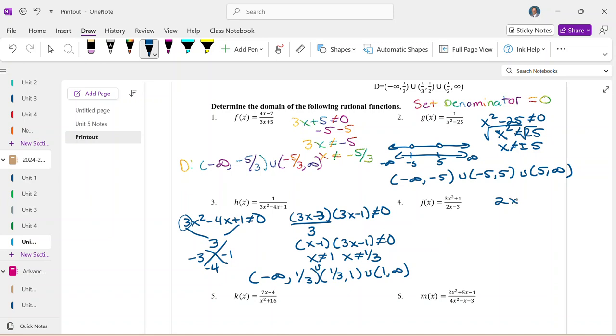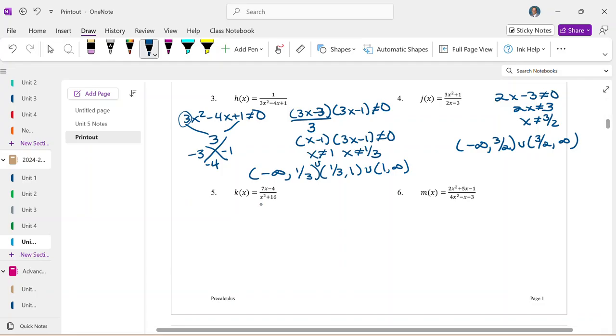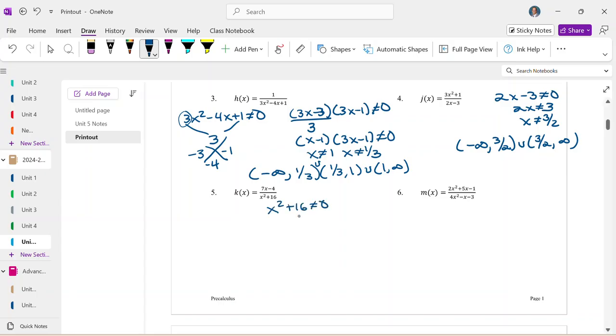Here, 2x minus 3 cannot equal 0, so that means 2x cannot equal 3. x cannot equal 3/2, so the domain is from negative infinity to 3/2, union 3/2 to infinity. The next one, x squared plus 16, well, this is never equal to 0, right? Because if you try to set it equal to 0, you get x squared cannot equal negative 16. Well, you can't square a number and get a negative. So that means the domain is all real numbers because there is no number that makes it equal to 0.